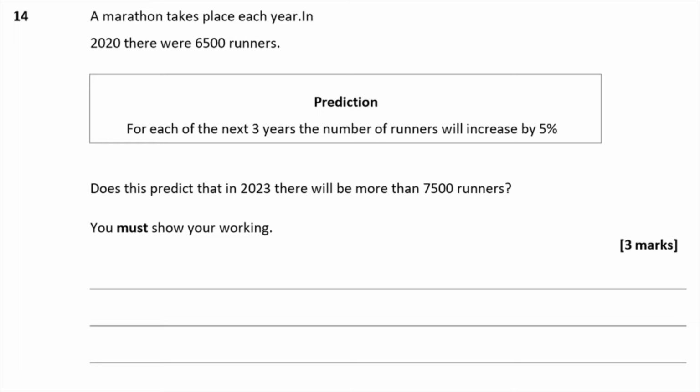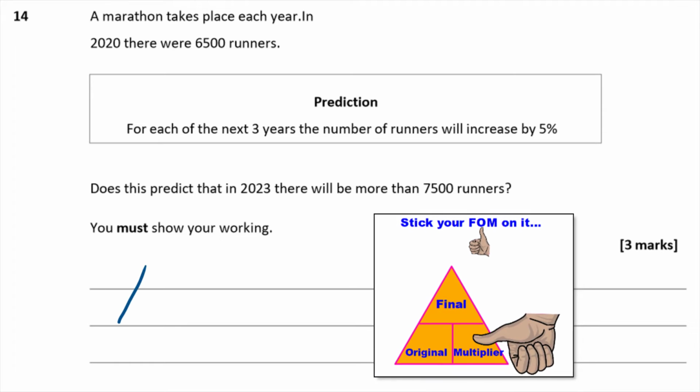Okay, so this is a bit like a compound interest question, isn't it? It's what we call growth. And it's a bit like a percentage problem. So for all percentage problems, I use FOM. Stick your FOM on it. What's F? What's O? What's M? F stands for the final.